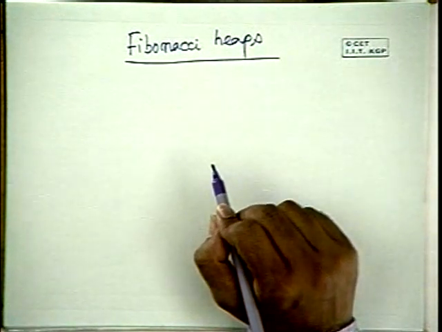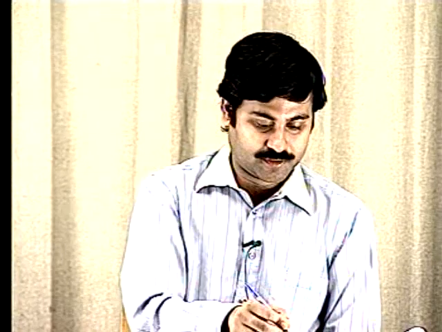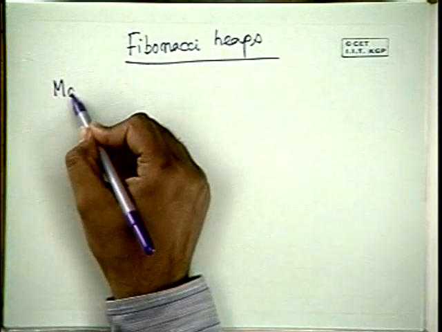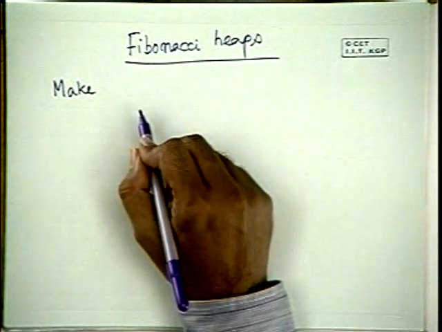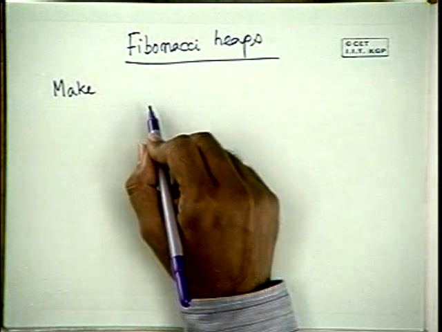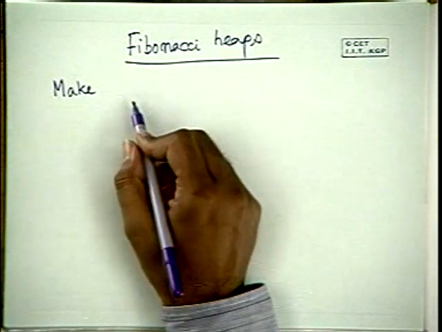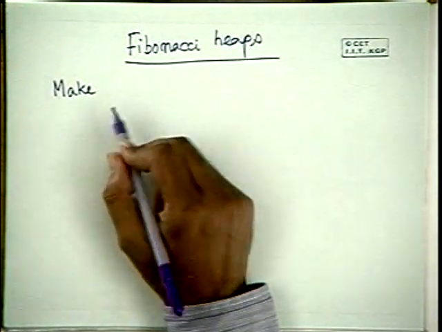So what is a Fibonacci heap? Before I tell you the structure itself, let me tell you what operations it supports. Because for any data structure, first you have to specify what operations it is meant for and can support efficiently. Like a binary search tree, probably you will say search, insert, delete, all these are efficiently carried out by a binary search tree.